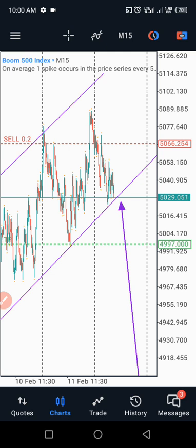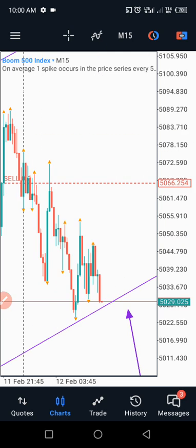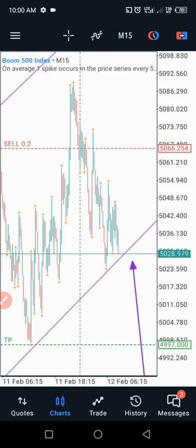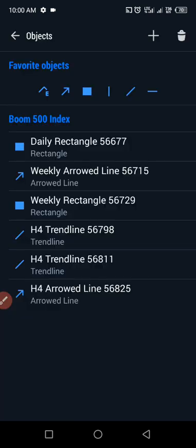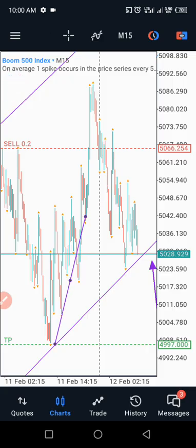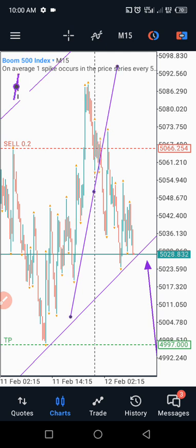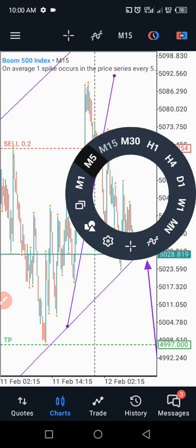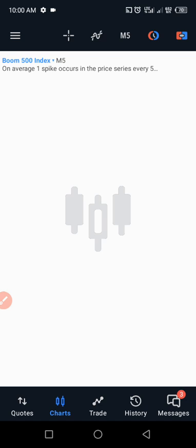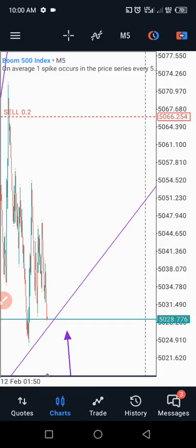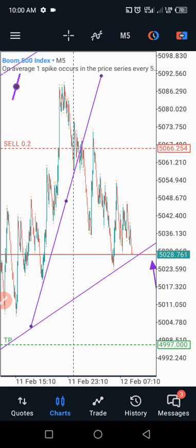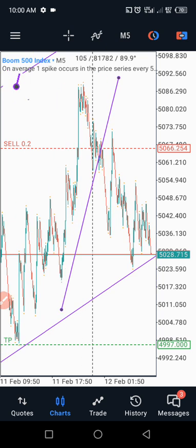So on the 15 minutes time frame, you will notice something very interesting here. You will notice that there is another trend line here, a very important trend line formed here. So maybe let me just go to the 5 minutes time frame so that it will be clearer. On the 5 minutes time frame, you can see that trend line here that has been broken. So the trend line has broken here.